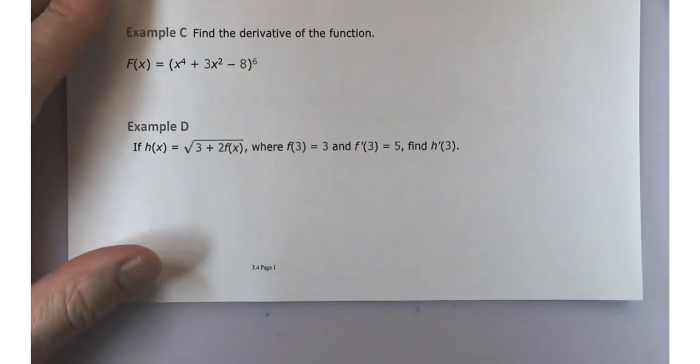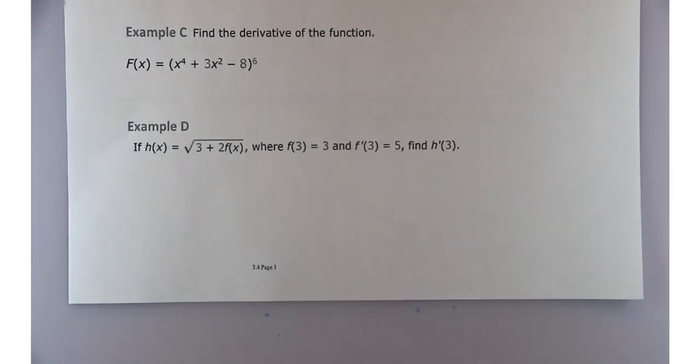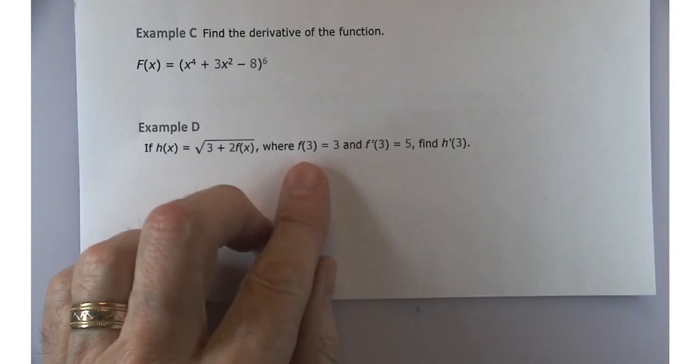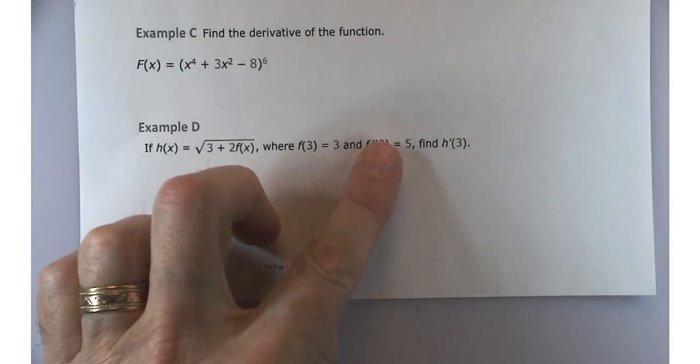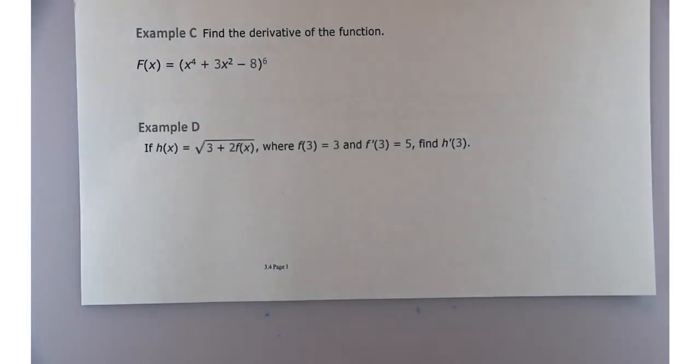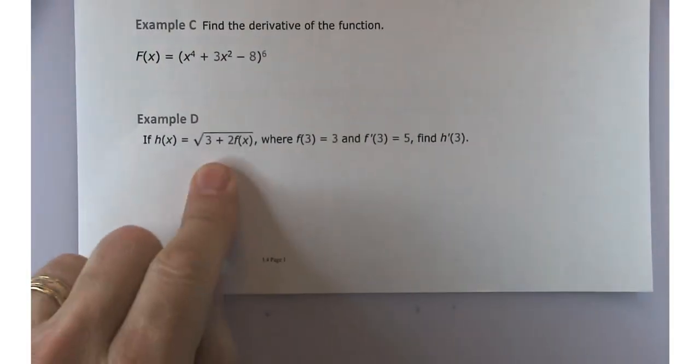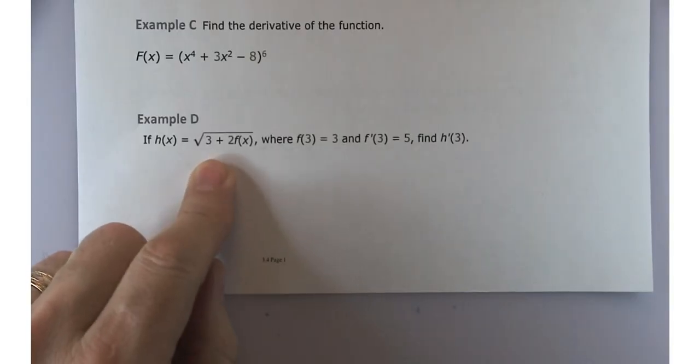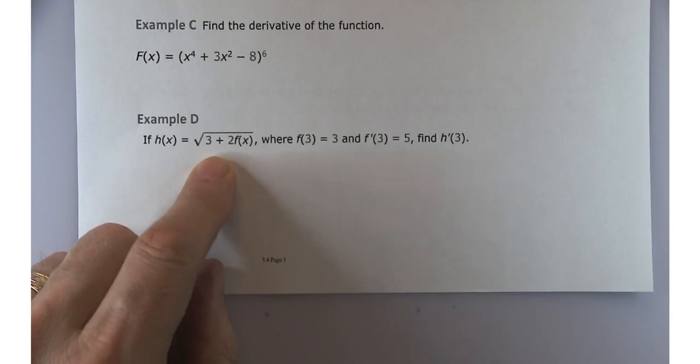Example D gives us h of x is the square root of 3 plus 2 times f of x. And they tell us that f of 3 equals 3 and f prime of 3 equals 5. They want us to find h prime of 3. So, okay. Let's rewrite this function here first, because we don't have a rule for differentiating square roots. But we can rewrite that to something that we do have a rule for.